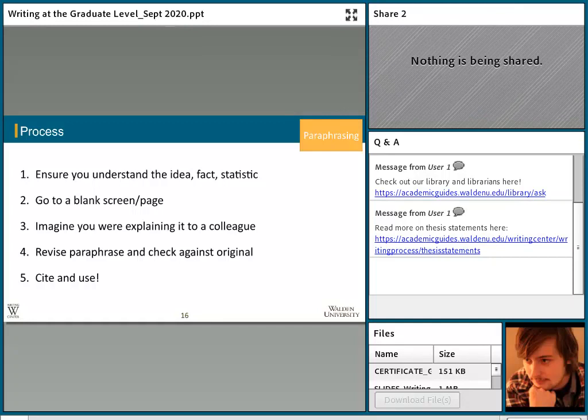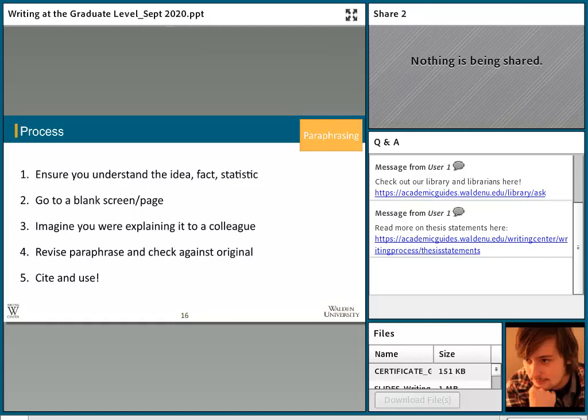And then third, imagine you were explaining this piece of source material, this passage that you just read, to a colleague. How would you put that? Then you can revise this and check it against the original. And lastly, you need to cite this.